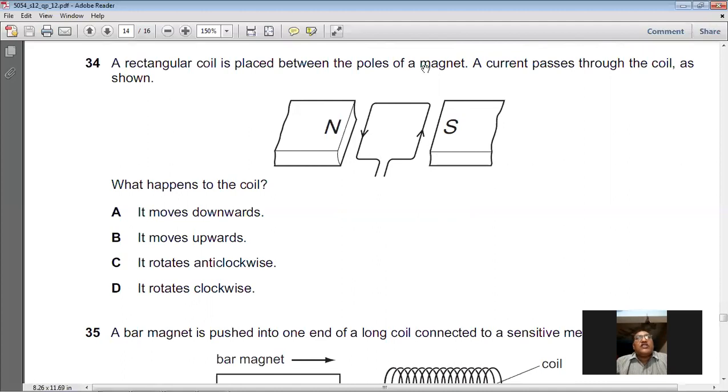So this coil will start rotating in a clockwise manner. So D is the right option. Question 34, D is the option.